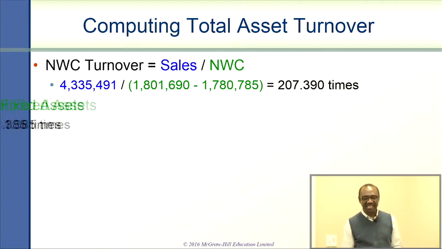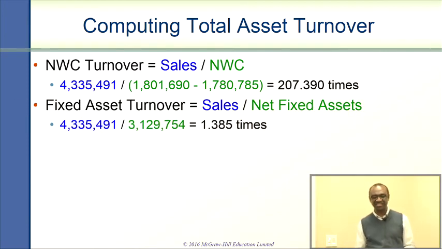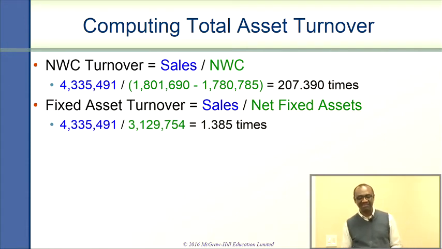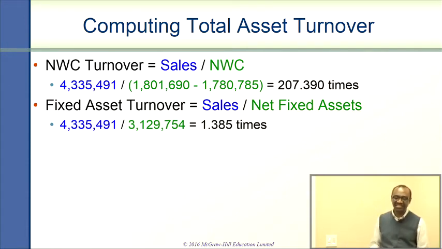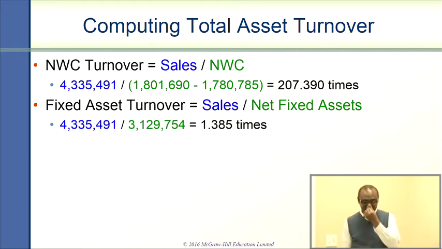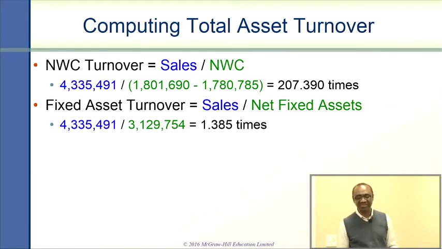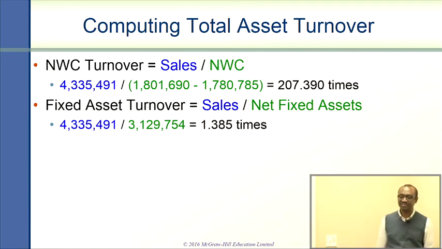We also look at the fixed asset turnover, which here is very, very low. We look at sales divided by the net fixed asset. We only turn over 1.385 times. The implication of this is that we have more assets than we need to generate this sales, which means we are being inefficient with the use of our assets, not very efficient.